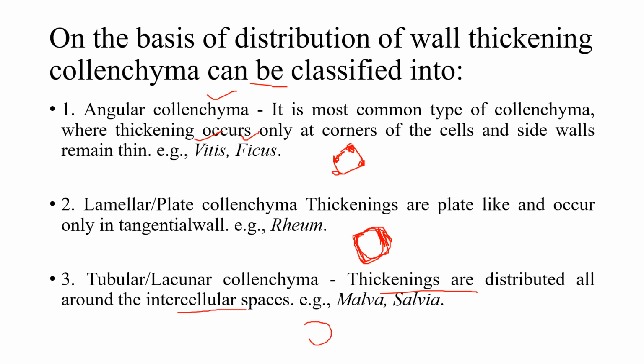Then lacunar or tubular collenchyma, where thickenings are distributed all around the intercellular spaces. That means suppose these are the cells of collenchyma and intercellular spaces are present, and the thickening is present here around the intercellular spaces. Okay. So these are three types of collenchyma, classified according to the distribution of their wall thickening material.